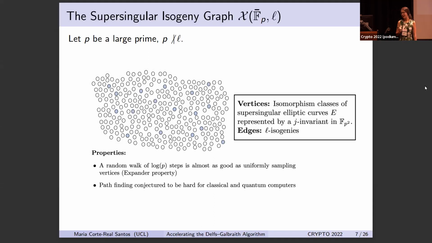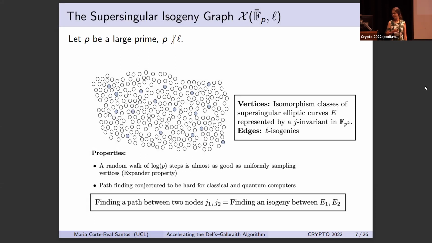So the properties of this graph that will be interesting to us are that a random walk of short length, so of log p steps, is almost as good as uniformly sampling a vertex. And this is called the expander property. It intuitively means that there's very good mixing in the graph, which means that finding a path between two nodes is generally quite difficult. And in fact, path finding in this graph is conjectured to be hard for both classical and quantum computers.